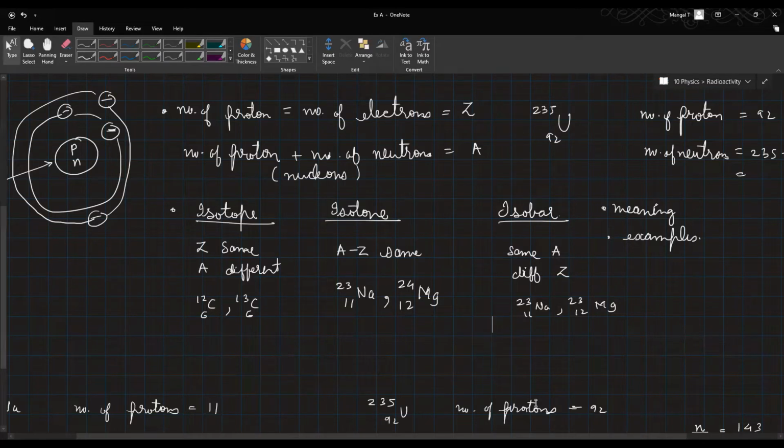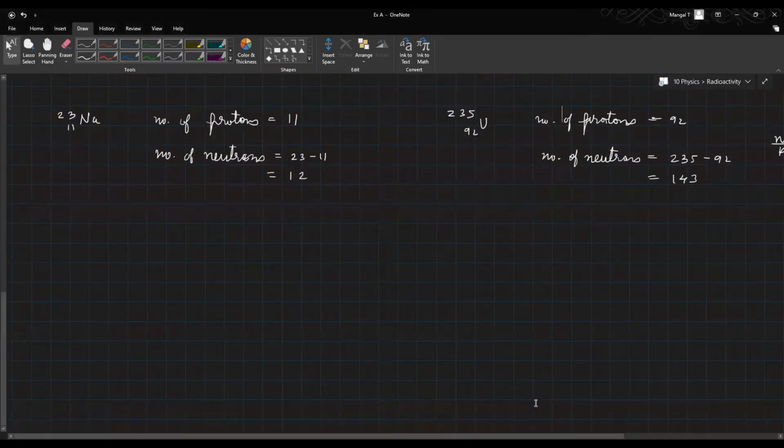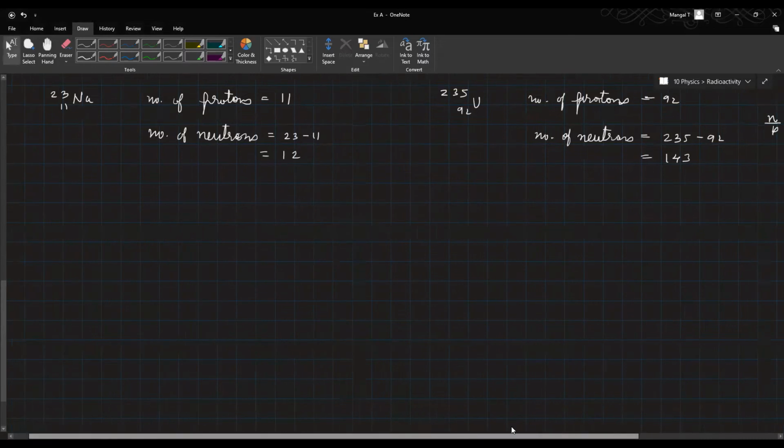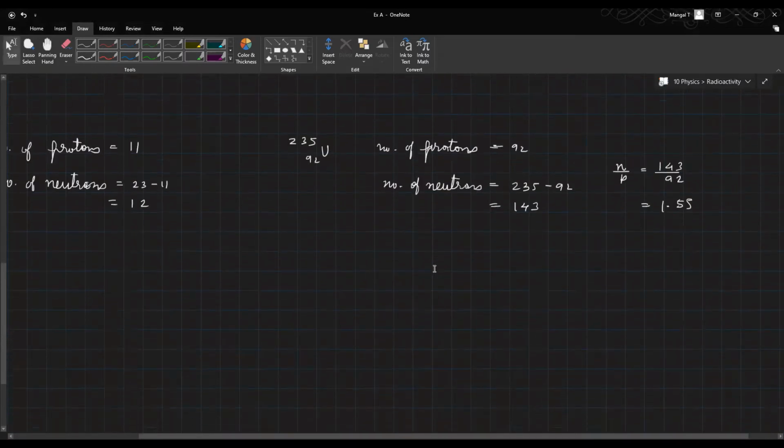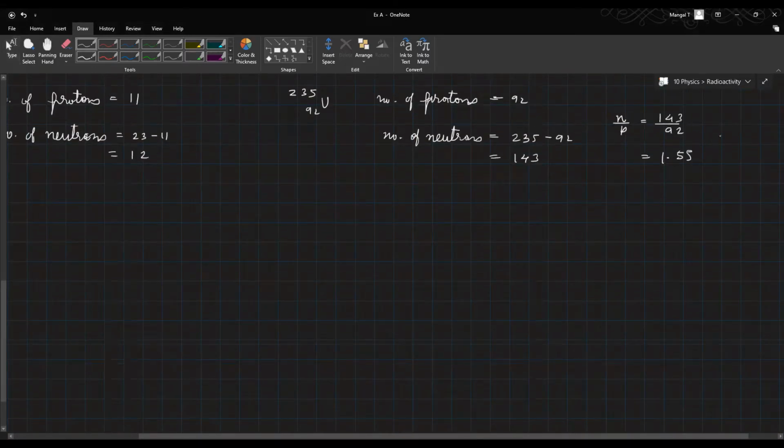After this, what we are coming to is radioactivity. In radioactivity, I'm giving you an example of a non-radioactive atom, where the number of protons and number of neutrons are almost equal. But in the case of an atom which is radioactive, the number of neutrons upon number of protons exceeds 1.5. Now because of this disparity, that atom is radioactive.